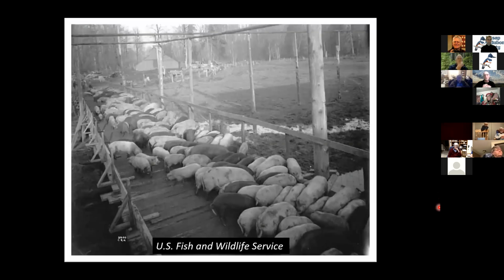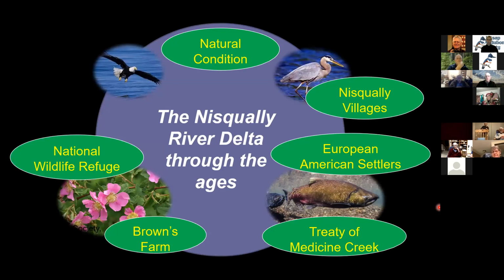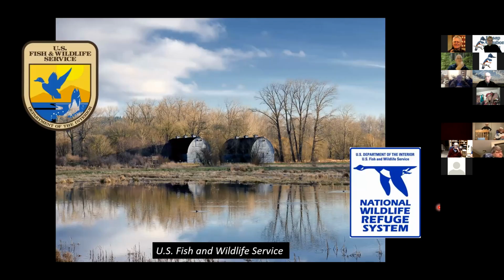I don't know if it was doomed from the start, but it did not last for very long. However, the effects of the dike and the impacts lasted for over 100 years. Over 100 years. Well, the Delta got a huge break when a group of activists were able to convince the federal government to proclaim the area a national wildlife refuge in, I believe, 1974.